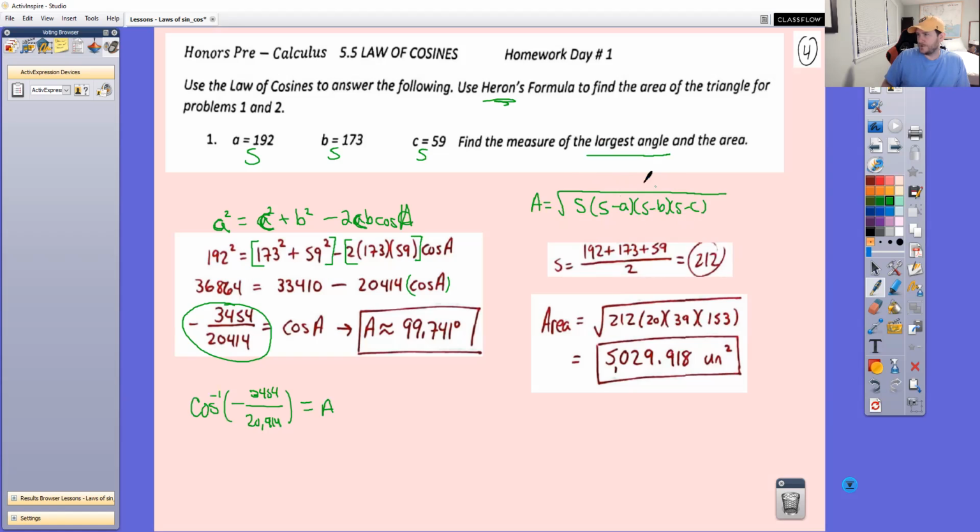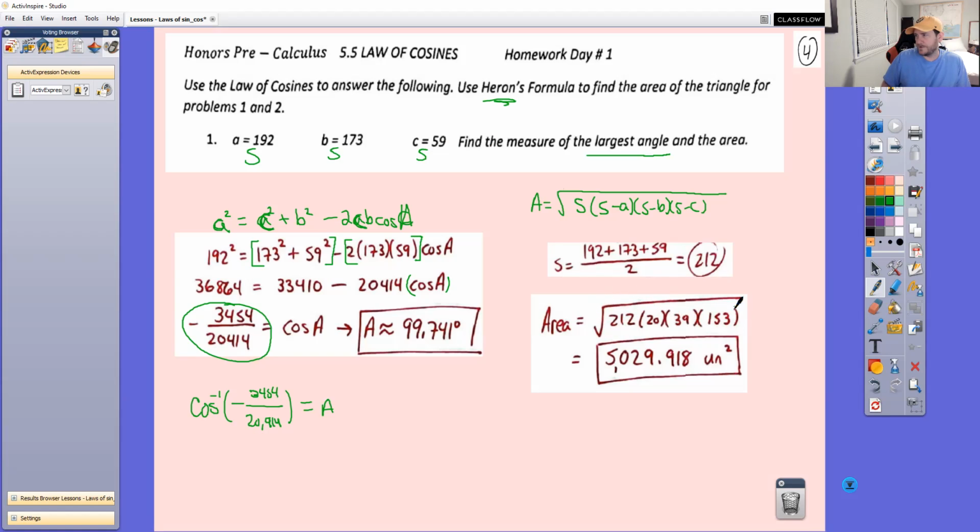I'm getting 212. So that means I want the semi-perimeter itself, and then I want the difference between the semi-perimeter and all the sides. So this 20 must be the 212 minus the 192. That's 20. Then you do the 212 minus the 173. That's 39. Then you do the 212 minus the 59. That's the 153. Now, if you multiply those four numbers together, you'll get some really big number.